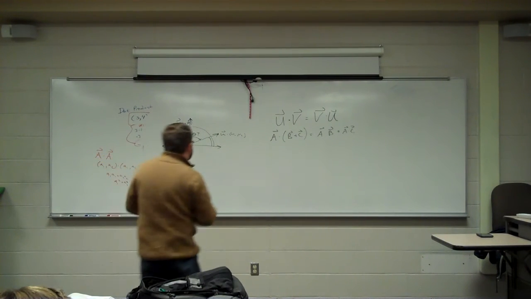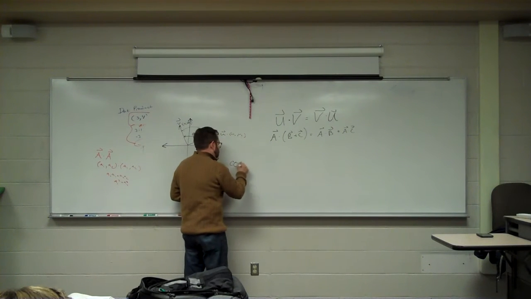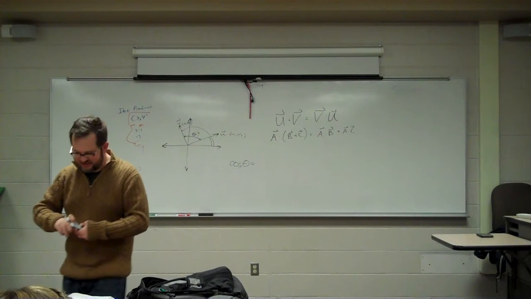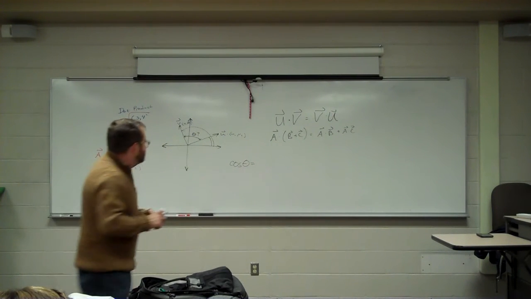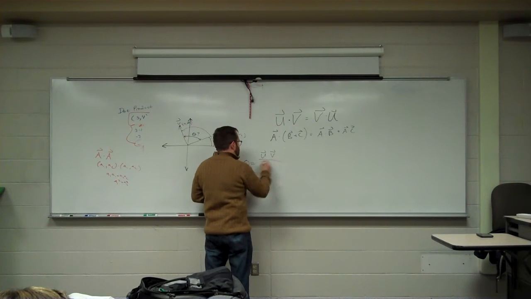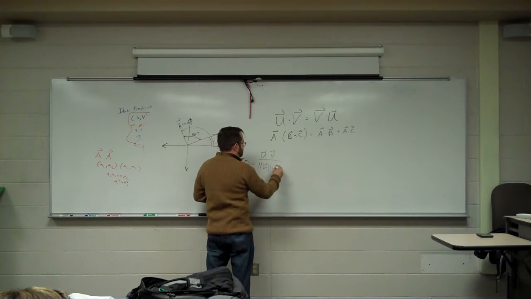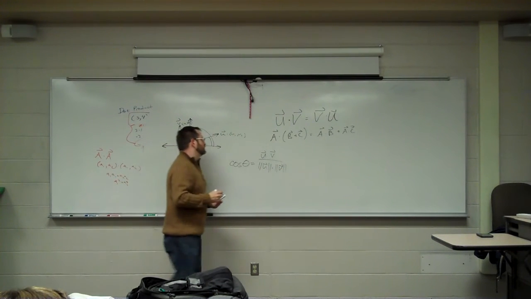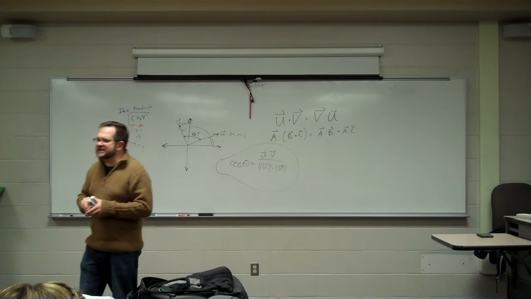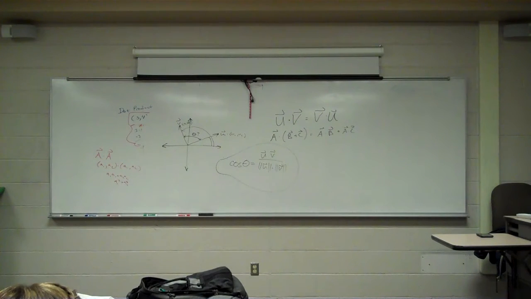The cosine of that theta is, and I'm going to hold my book while I do that because I always get this one turned around, u dot v over the magnitude of u times the magnitude of v. That sounds pretty handy, because then you just take the inverse cosine of both sides and you can find that angle really easily.